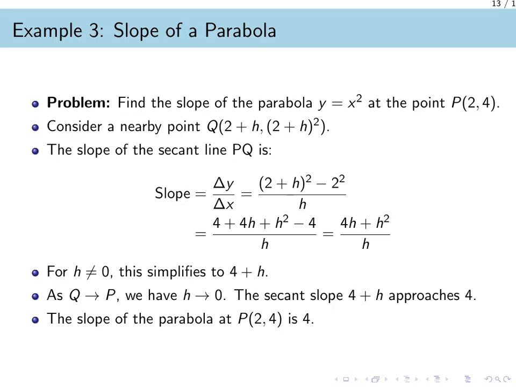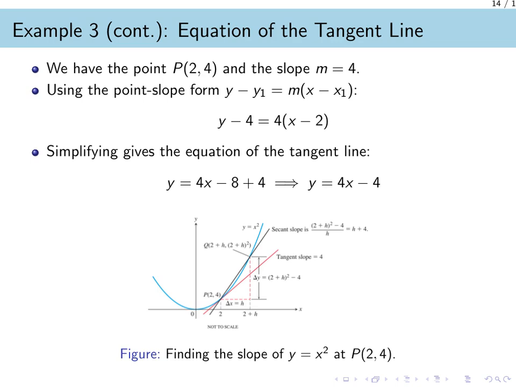Now for the key step. As the point Q gets infinitely close to P, the distance h approaches 0. When h approaches 0, our secant slope of 4 plus h approaches a limiting value of 4. Therefore, the slope of the tangent line to the parabola at the point 2, 4, is exactly 4. Now that we have found the slope of the tangent line, we can determine its complete equation, which gives us a linear model of the curve at that exact spot.